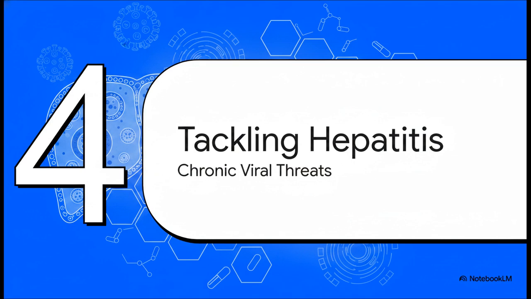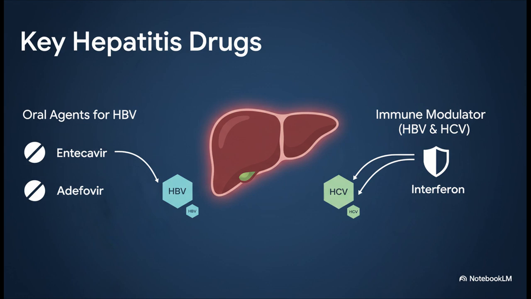Got it? Okay, let's shift gears now. We've talked about acute infections, but now we're moving into the world of chronic viruses, the ones that cause long-term damage, specifically to the liver. We're talking about hepatitis B and C. For hepatitis B, our main oral agents are entecavir and adefovir. Then there's another player you should know about, interferon alpha-2b. This one can be used for both Hep B and Hep C.